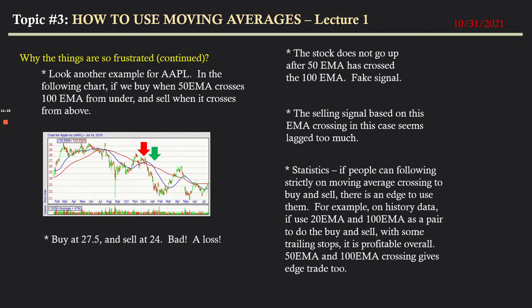But as everyone knows, we can prove with a lot of historical data that we can use the 20 EMA and 100 EMA as a pair to do the buy and sell. If you control with certain trailing stops, it is a profitable overall strategy. And statistically, it works.